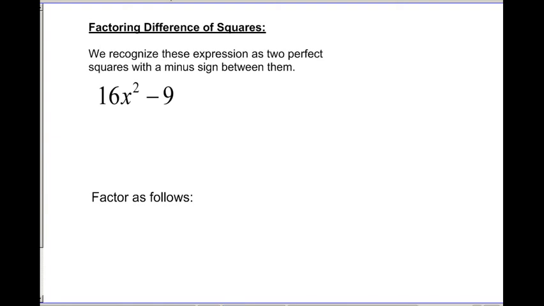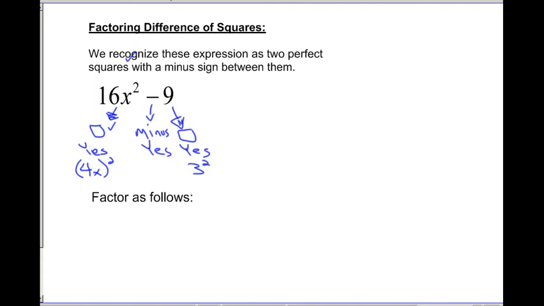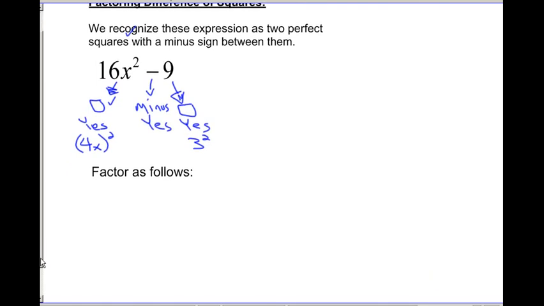Let's see, does 16x squared minus 9, rather, satisfy that? So we have to check, is this a perfect square? Yes, it's 4x all squared. Is this one a perfect square? The number 9? Yeah, it's 3 squared. So far, we have 2 perfect squares. Is there a minus sign between them? Yes. Test those 3 conditions, and these ones factor like this.